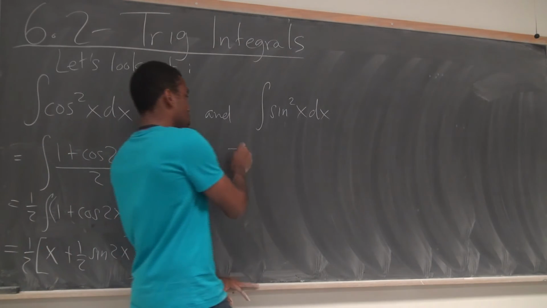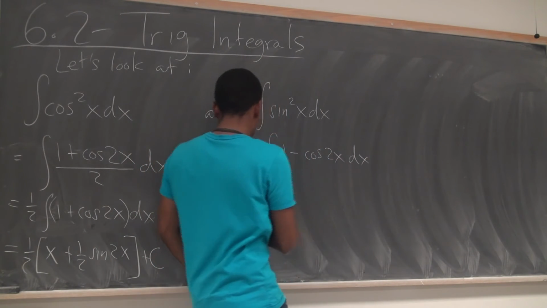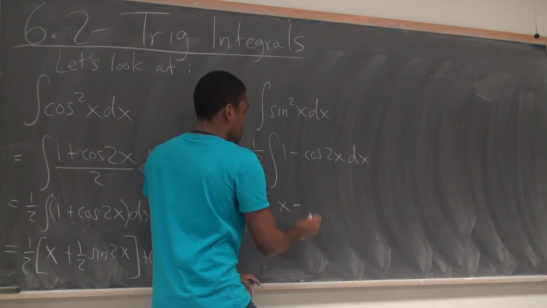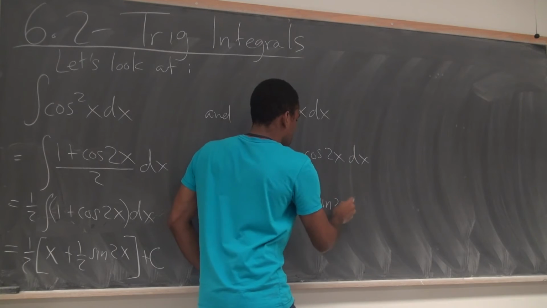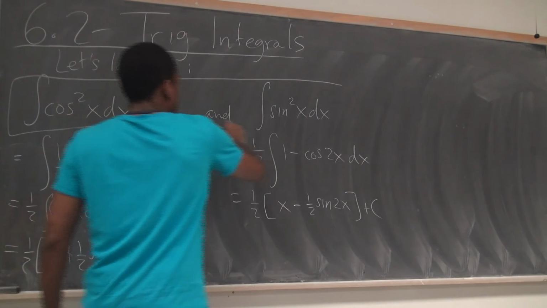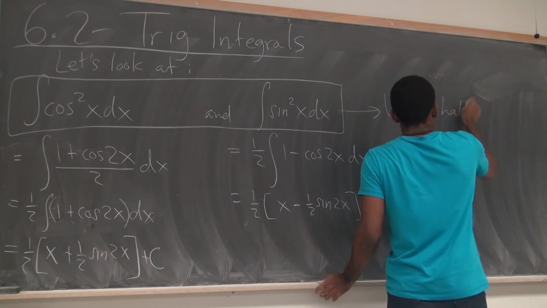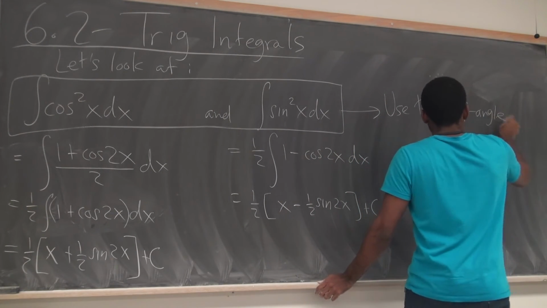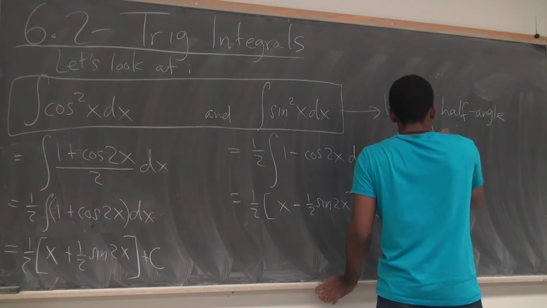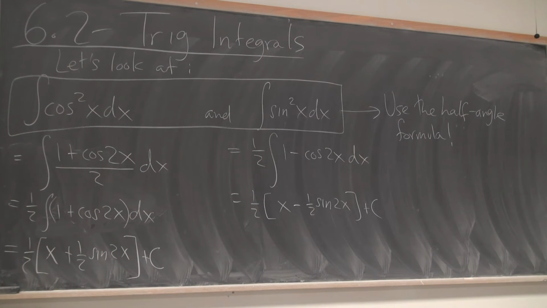For this one, a similar thing. Think of this as a half of 1 minus cosine 2x. So this is a half of x minus a half sine 2x. So for these guys, it's very important that you use the half angle formula. And this will work in general for even powers of cosine or sine. So if I had cosine to the 4th, just think of it as cosine squared squared, and then you start to apply this formula.